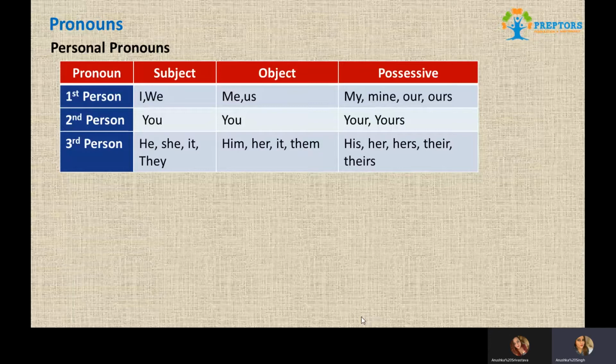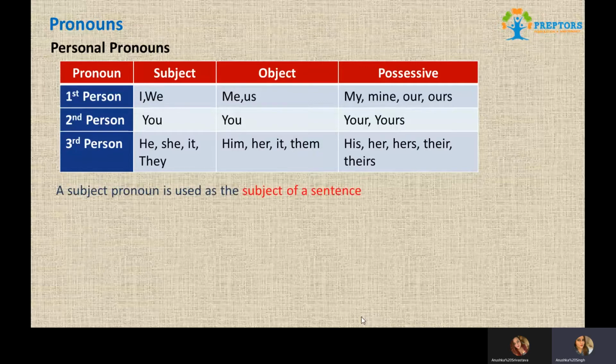Subject is ideally the doer of the action, object becomes the recipient of the action, and possessive pronouns are basically the ones which show ownership. So likewise, you have subject, object, and possessive. Subject pronoun is I/we, object pronoun is me/us, possessive pronouns are my, mine, our, ours, right? So this is how you bifurcate your pronouns into different sections.